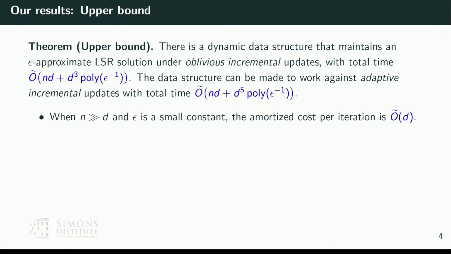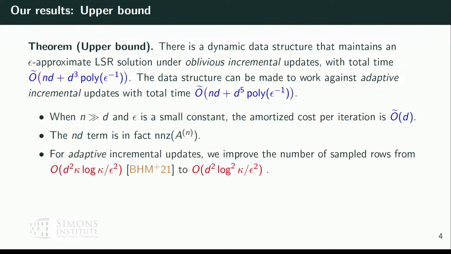Okay. And since we consider the situation where n is much larger than d, if we also assume that epsilon is some small constant, then this gives our desired amortized cost per iteration that's of order d. So this improves on the previous d squared cost per iteration. And I also wanted to add, even though I write nd here for this talk, it's actually nnz of A, so it's nearly linear time during all iterations, and that matches what we get in the static case.